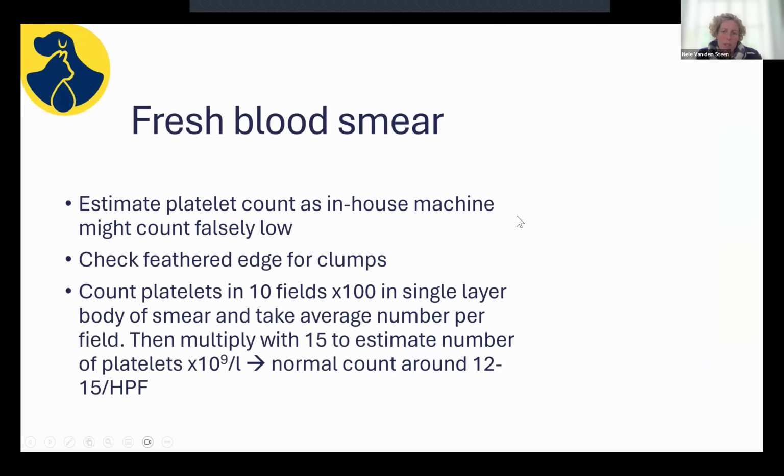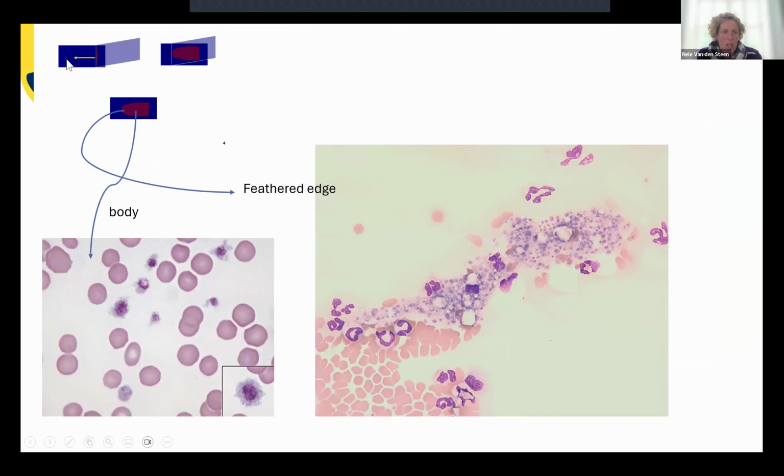So what we do when we do a blood smear, I think everybody knows how to do a blood smear. You smear it at an angle and you try and keep it on the side. What you want to look at, you want to have a look in the body, and we'll talk you through that in a minute. But the first thing I always do is have a look at the feathered edge to see if there's any platelet clumps available.